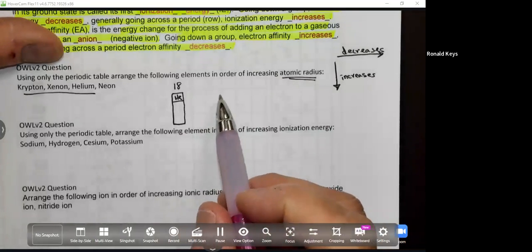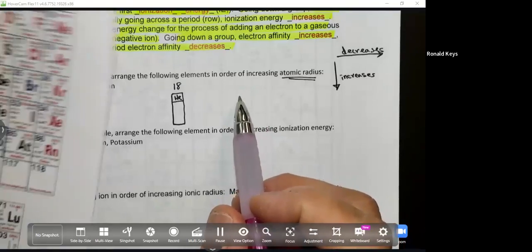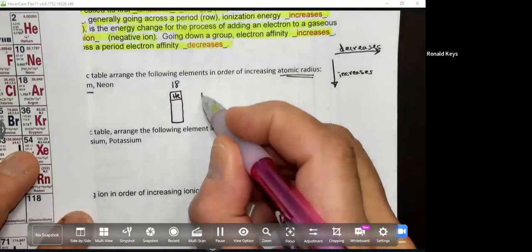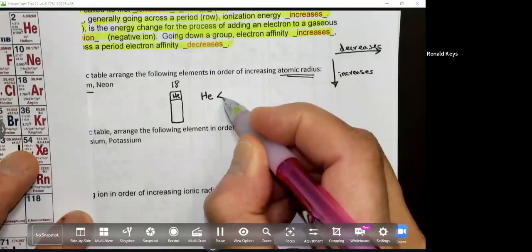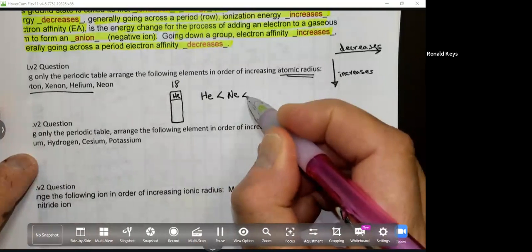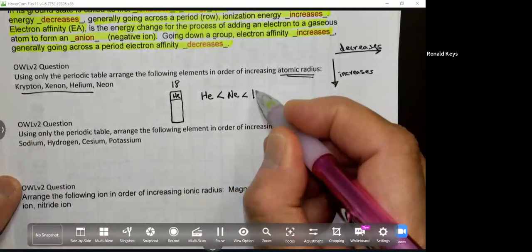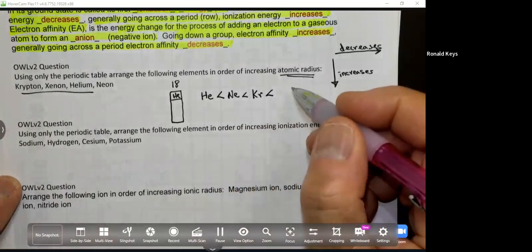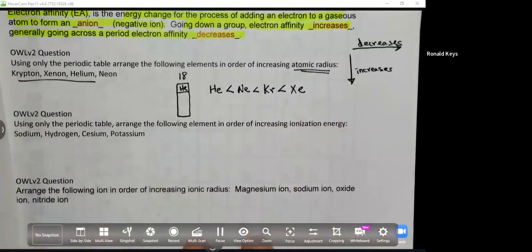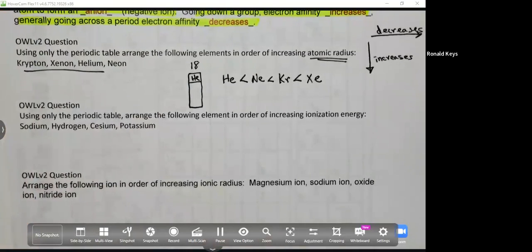So it says arrange them in order of increasing atomic radius. Well, we can just do that going down then, right? So if we put that in order, we can say helium is less than neon, and neon is less than, we skipped argon, that's krypton, and krypton is less than xenon. In order of increasing, that would be correct.